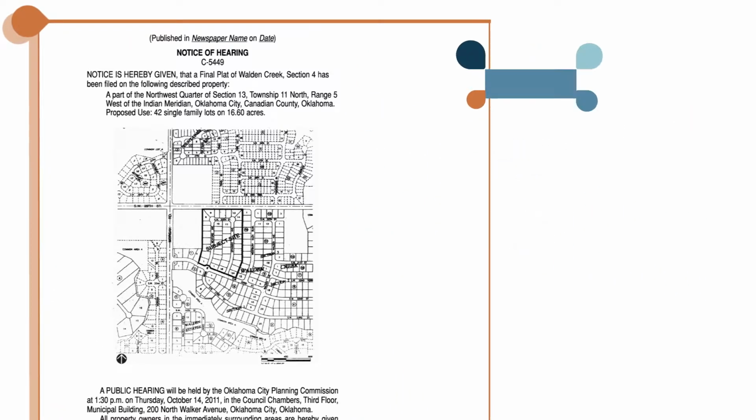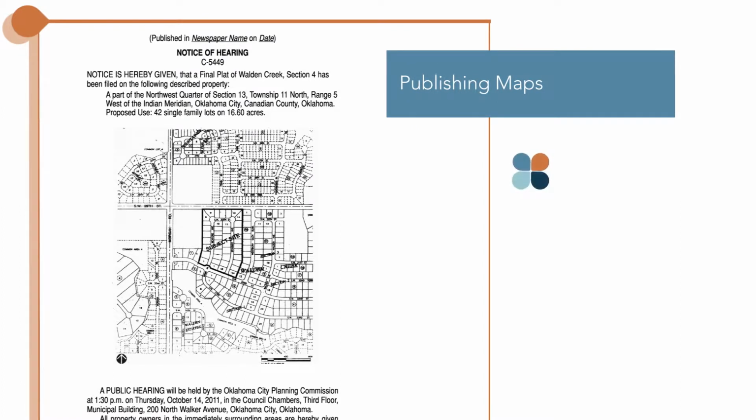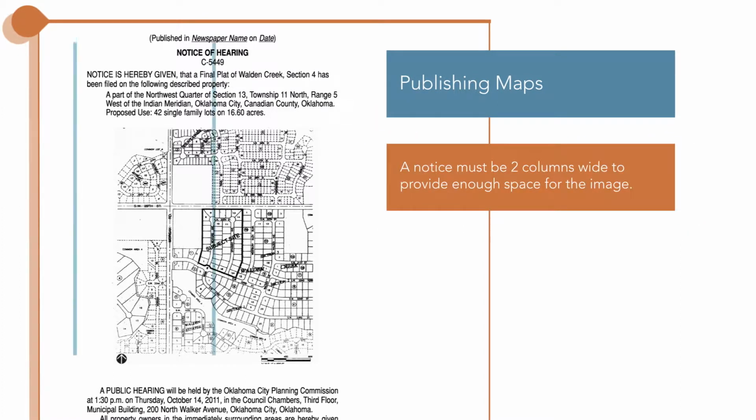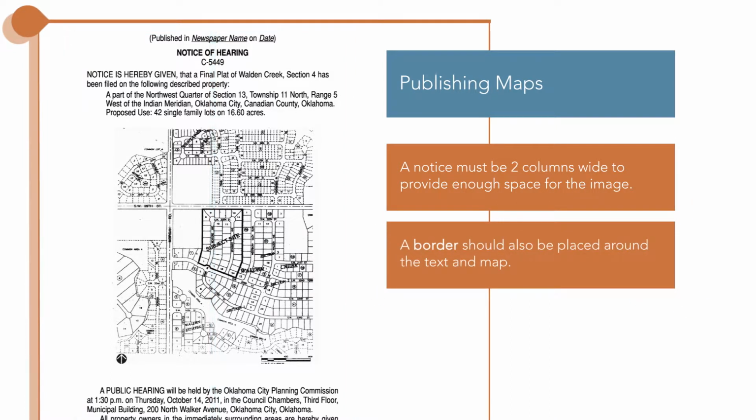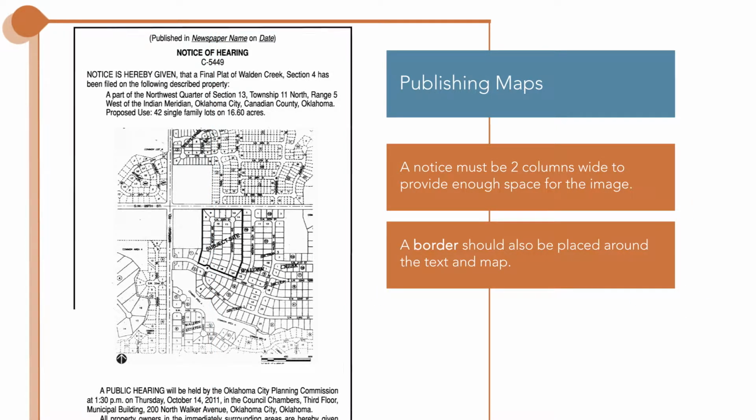When publishing a notice that includes a map, a newspaper should make the notice 2 columns wide to provide enough space for the image. A border should also be placed around the text and map to make it clear that the map is for that specific notice.